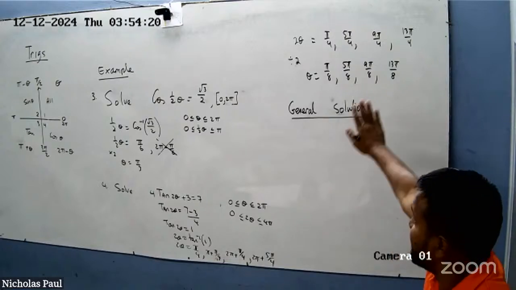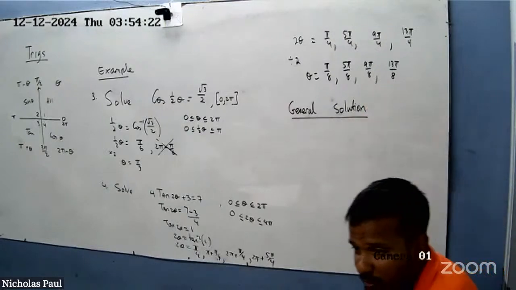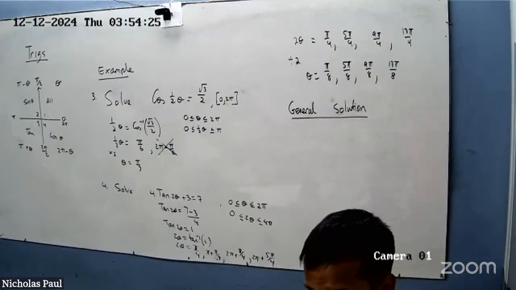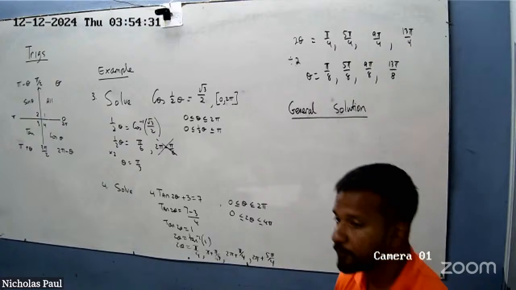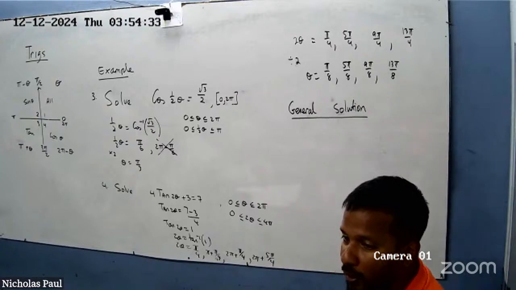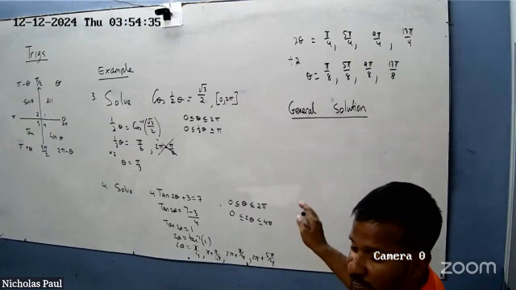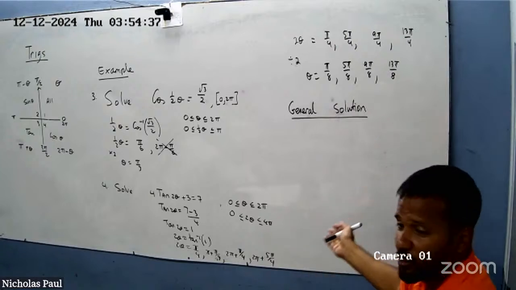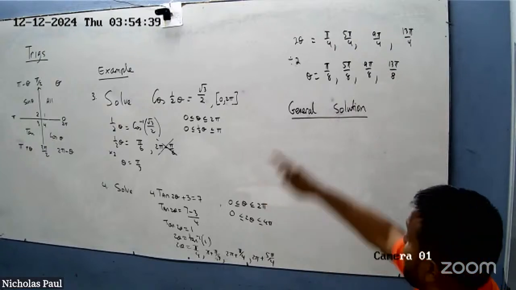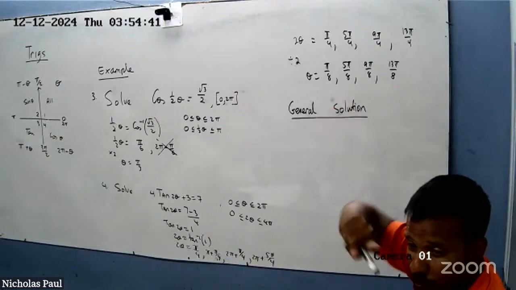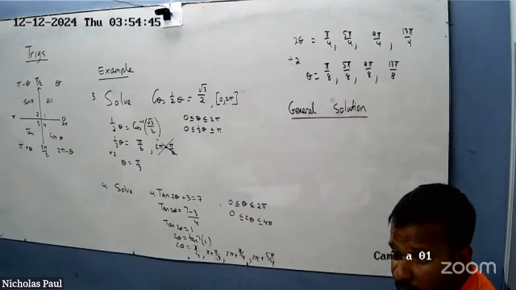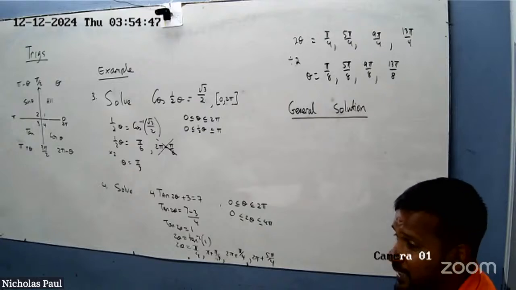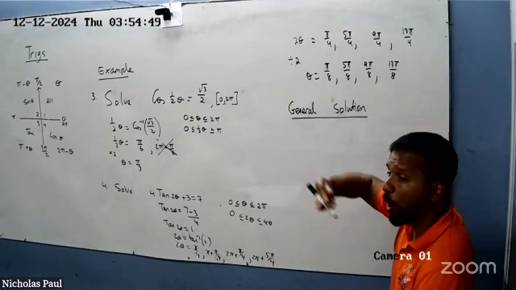Anybody have questions just before I move on? General solution is just a formula, so you don't have to keep writing all that down. It's one formula that'll give you all the values. So the general solution just gives you one formula for everything.